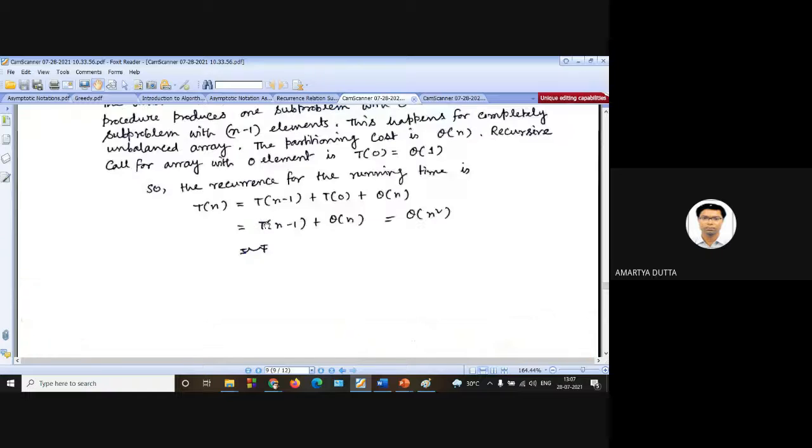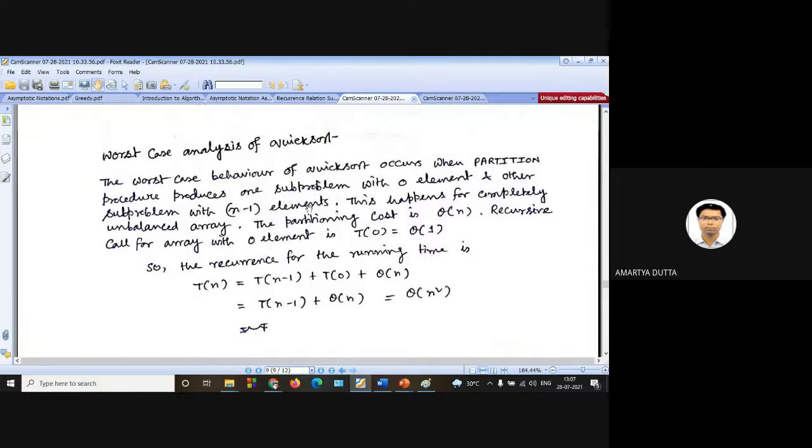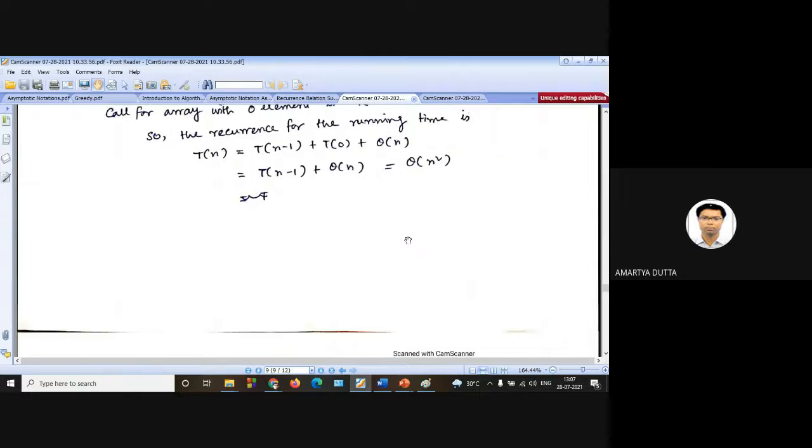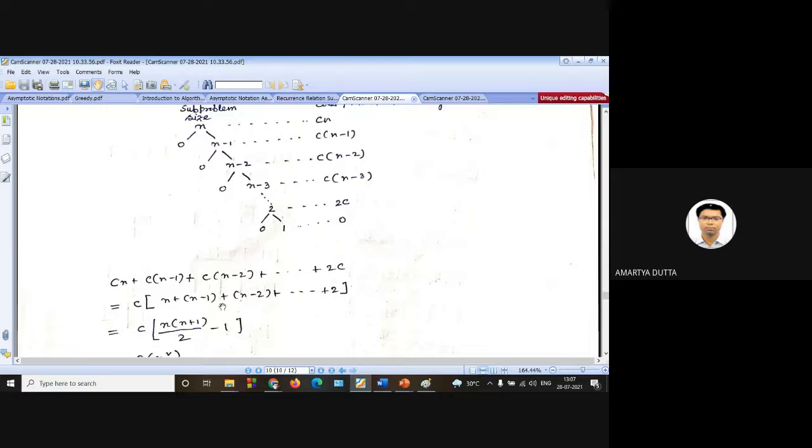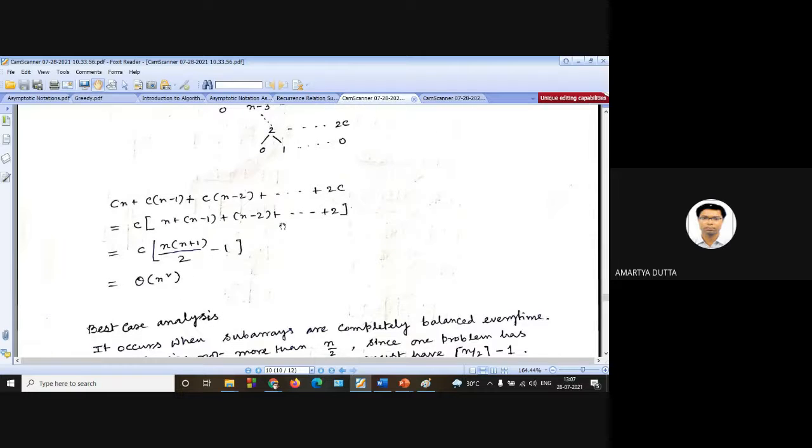Then we have to say that the worst case means your array is already sorted. If the array is already sorted, then we have only one element on the left side and n minus 1 elements on the right side, so the partition is 0 and n minus 1. Then n minus 1 is divided into 0 and n minus 2, and so on up to 0 and 1. This is the cost, and if we compute the height, we get order of n square.